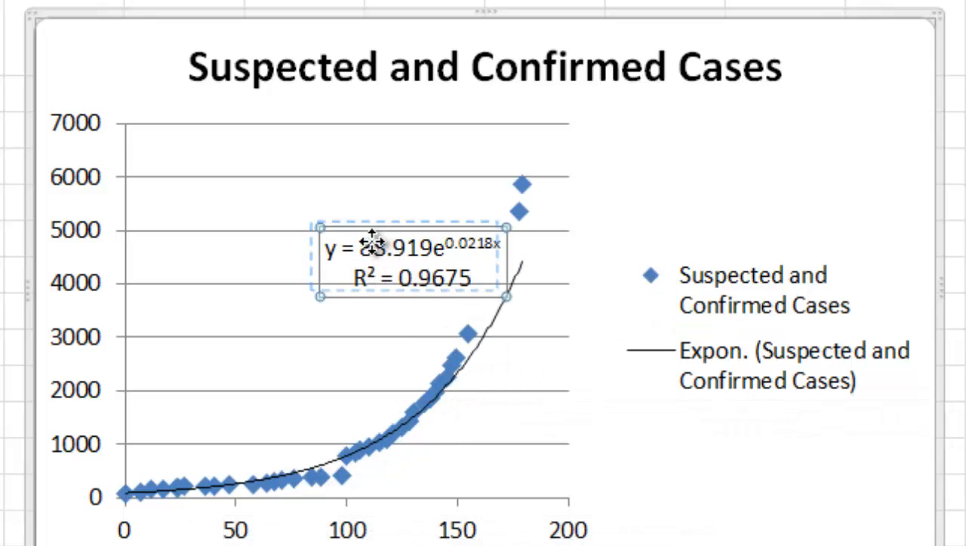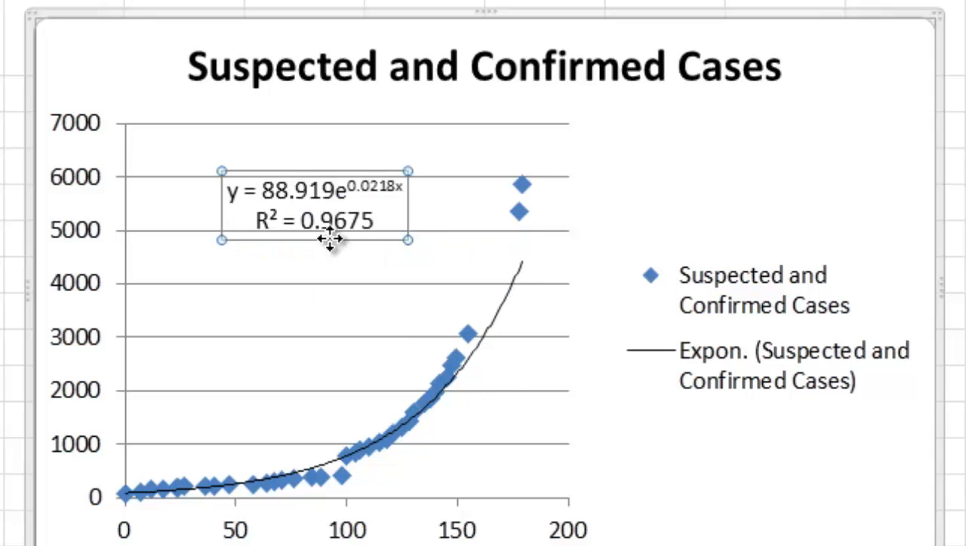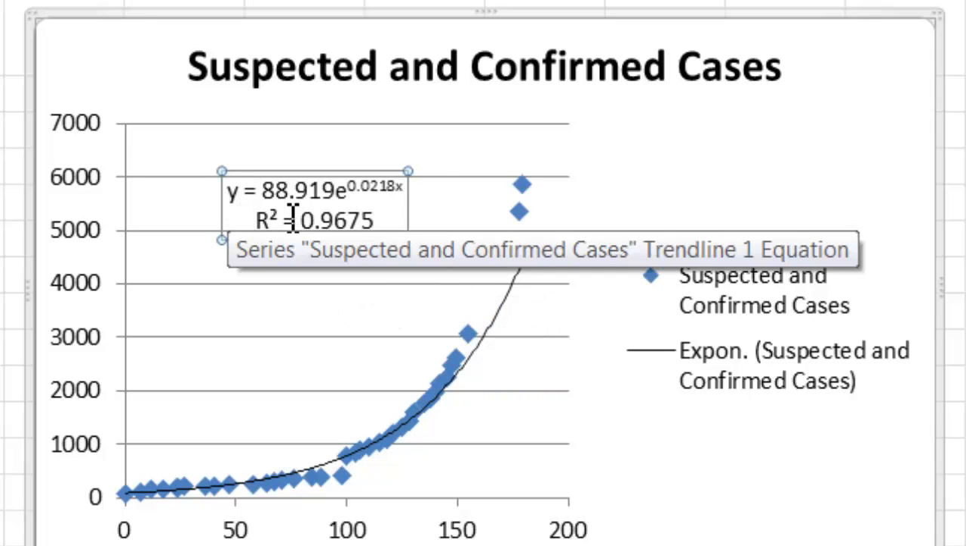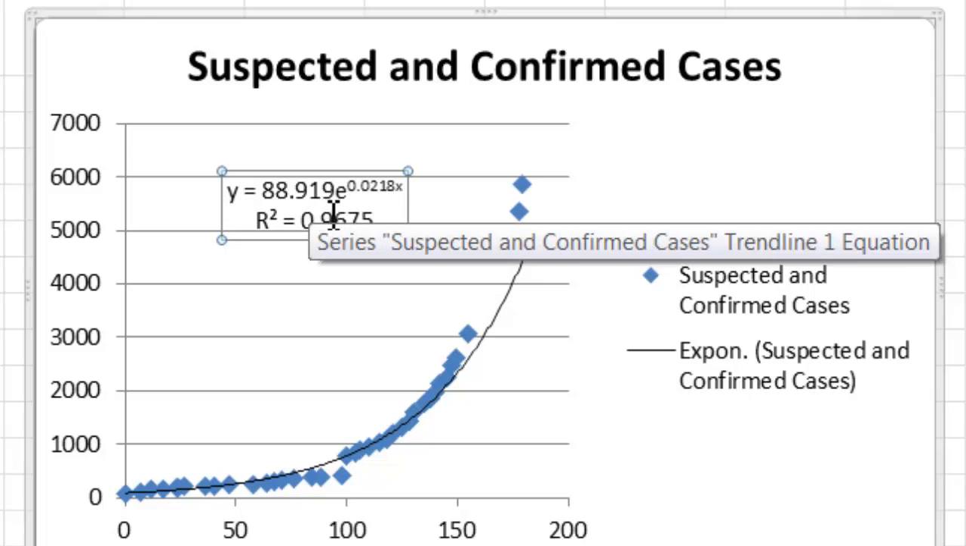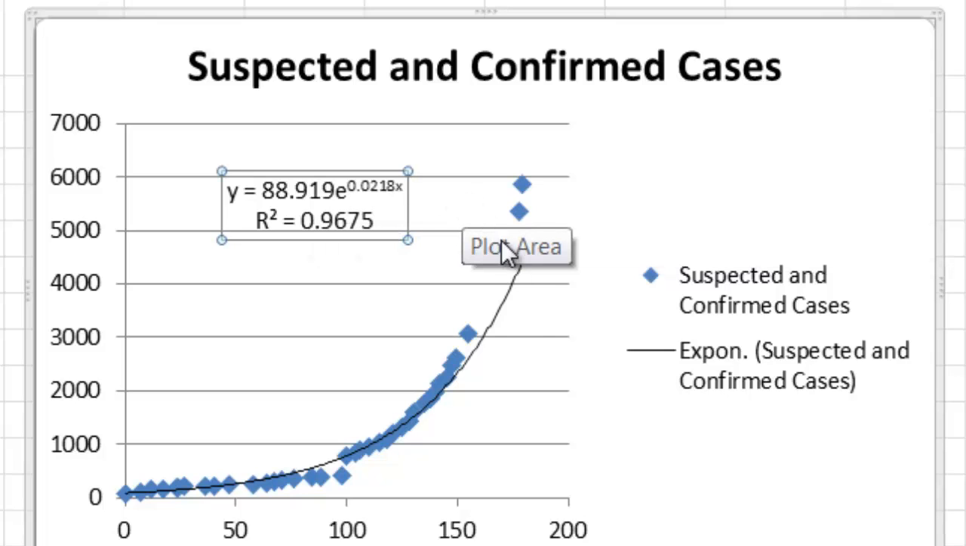And anytime that you get an r² value that is close to 1, it means that it is fitting that curve for that data fairly well. So as you can see, we have an equation here of y equals 88.919 times e to the 0.0218 x power. So now you know where some of these equations come from when mathematicians are predicting values based on given data.